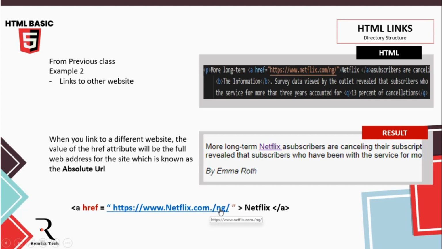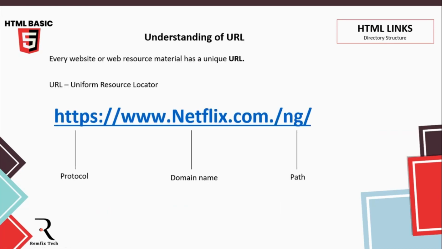So let's just look a bit more into what URL is. Every website or web resource material, either a PDF, an image, a song you copied online, has a unique URL, and URL stands for Uniform Resource Locator. So if you observe this URL here, which is for netflix.com, right? Now we see different parts of this link highlighted. This part, HTTPS, refers to the protocol, and we have the domain name. We also have what we call the path.